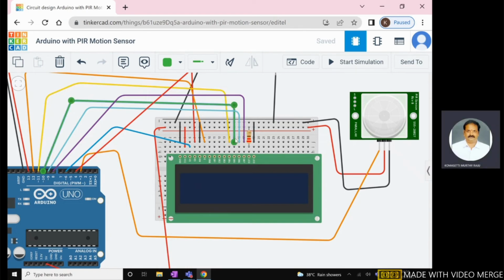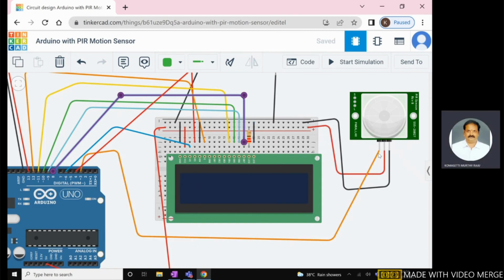DB5 is connected to 10. DB6 is connected to 9. This one, DB7, is connected to 8. Next, coming to this one, the LED anode is connected to supply through a resistor. The cathode is connected to ground.